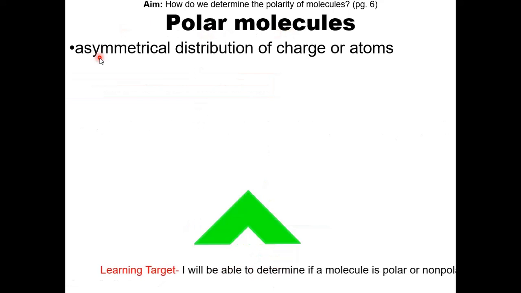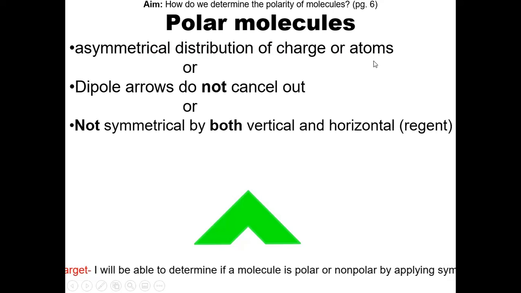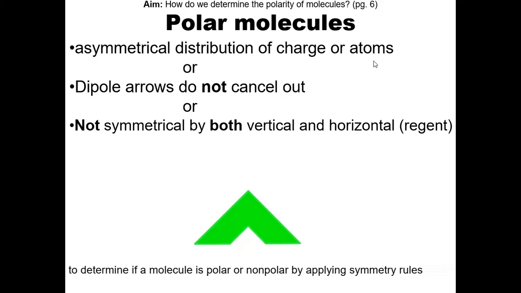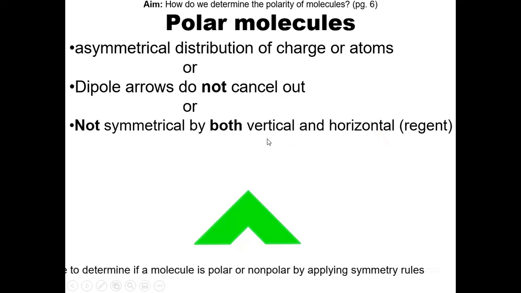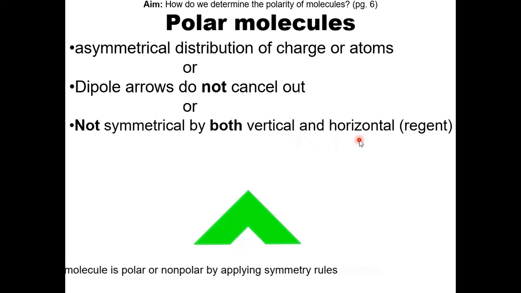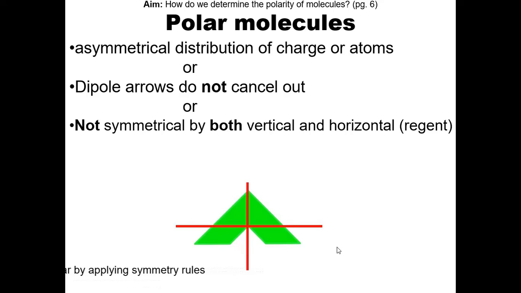Polar molecules have an asymmetrical distribution of charge or atoms. So the dipole arrows do not cancel out. On the regents, if you're given a molecule that is not symmetrical by both vertical and horizontal symmetry, it is considered polar. If your molecule only has vertical symmetry but not horizontal symmetry, it is still considered polar. For example, with this shape, it has vertical symmetry but not horizontal. So this will be considered polar.